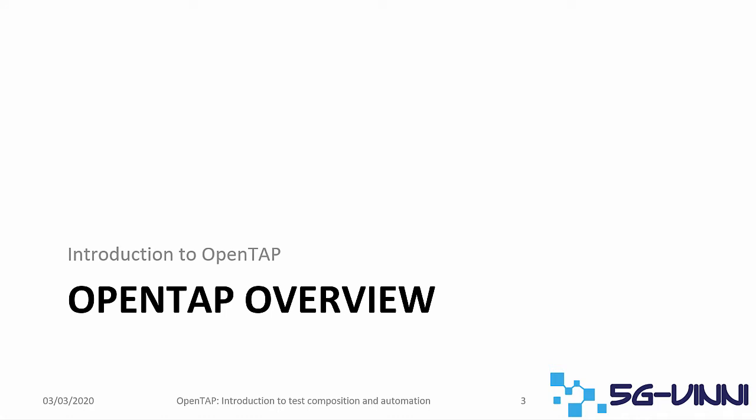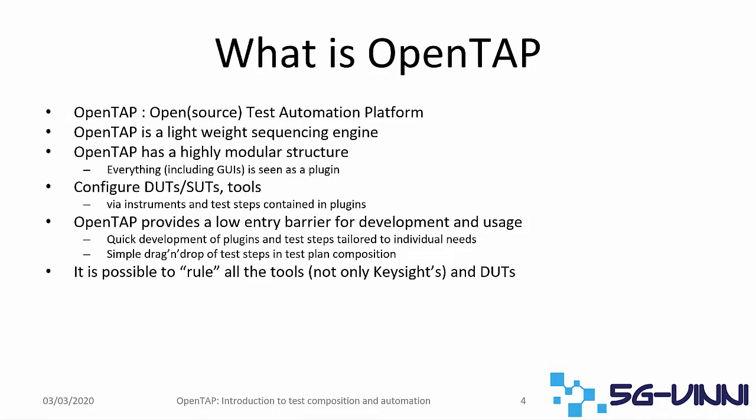So I'll start with giving an overview of OpenTAP. OpenTAP means open source test automation platform. It was developed and open sourced by Keysight. OpenTAP is a lightweight sequencing engine and uses a very modular approach where all the functionalities are provided as plugins. Through OpenTAP you can configure DUTs, SUTs, tools and much more, using the different concepts of instruments and test steps within OpenTAP. OpenTAP allows for quick development of plugins and fast creation of test plans. OpenTAP enables you to have automated control of all the tools and DUTs you might need.